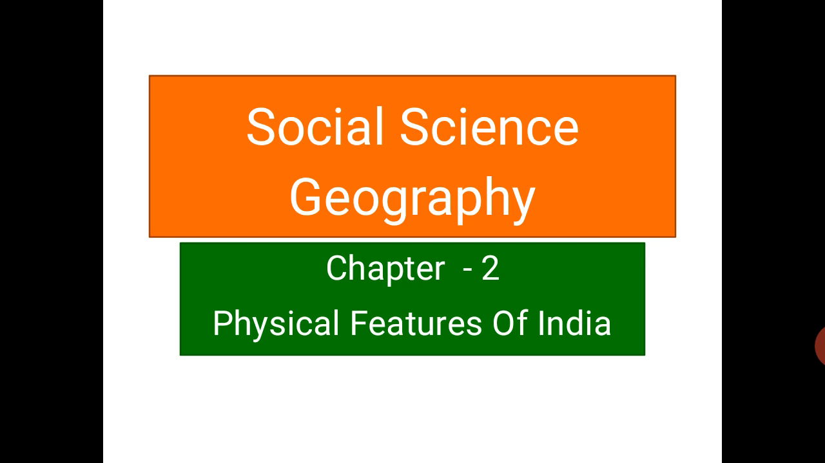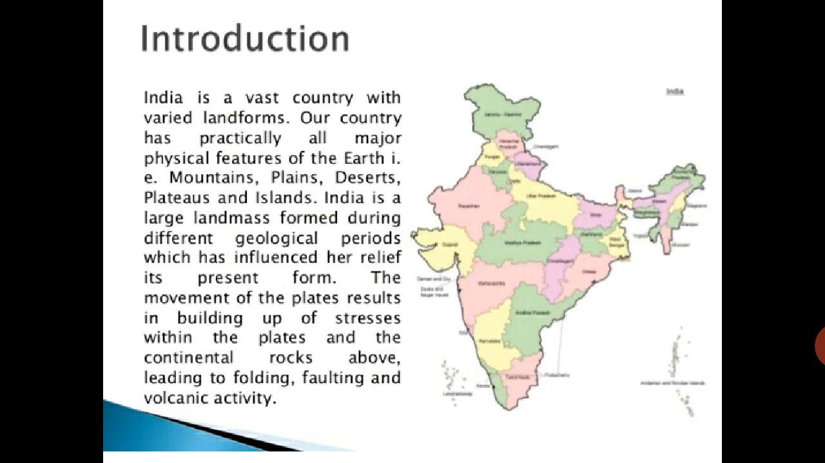In the previous lecture we have seen about the location and boundary of India. Now we are going to see about the physical features of India. India is a vast country with varied landforms. Our country has practically all major physical features of the earth. In our country all the major physical features are there: mountains, plains, deserts, plateaus, and islands.